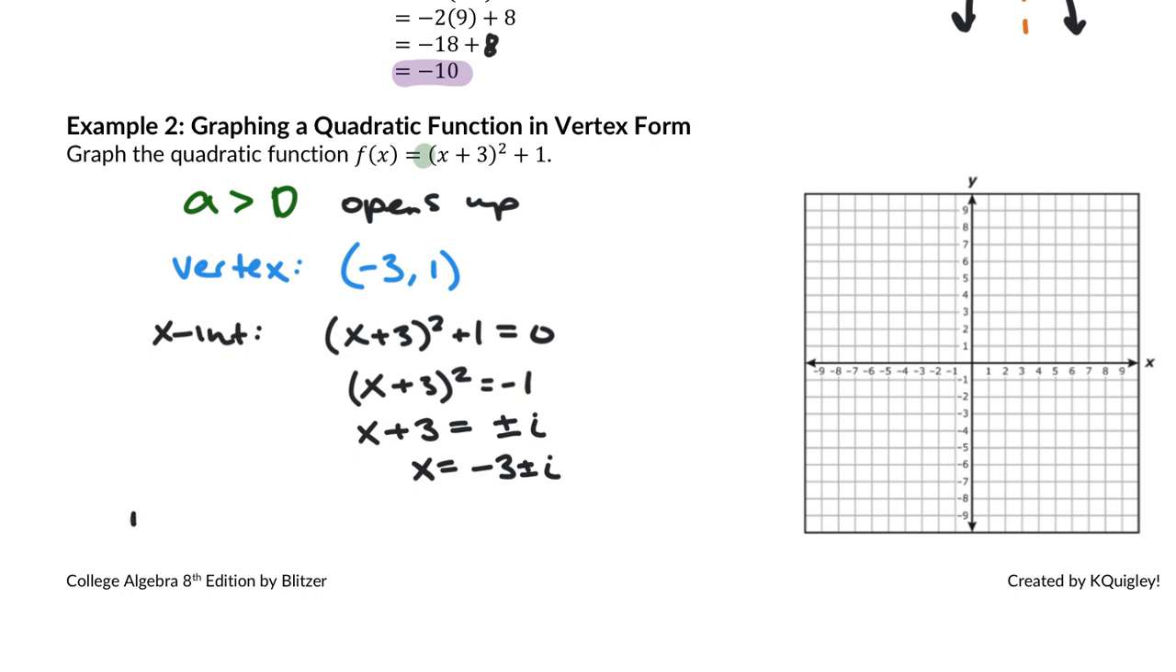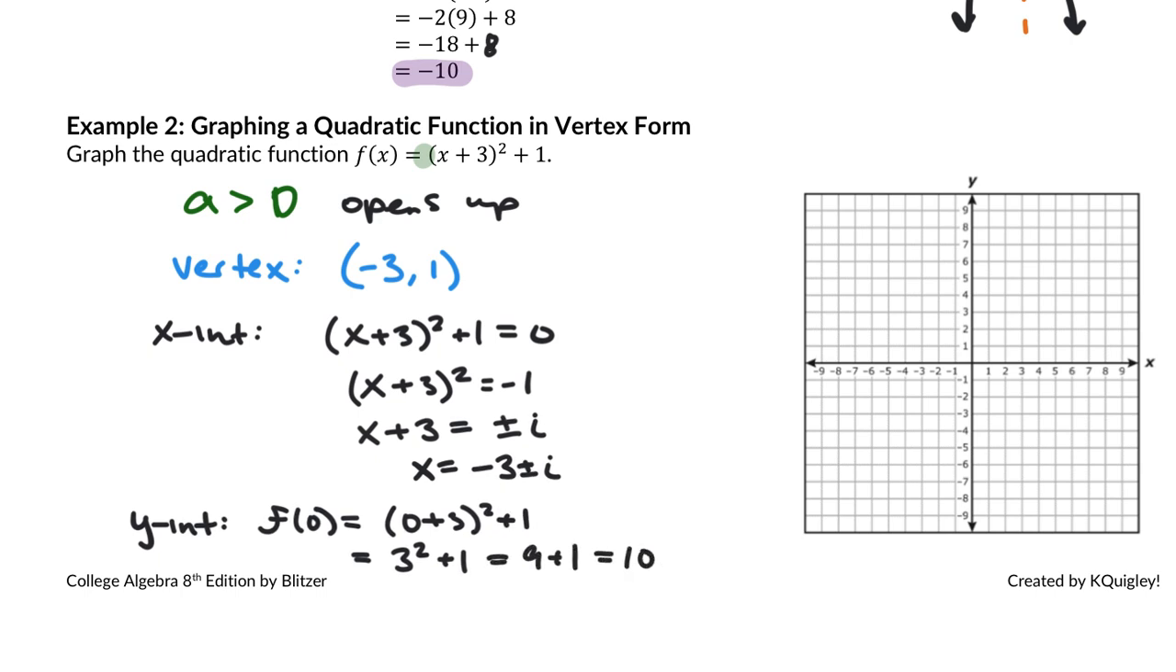So what we'll do to find the y-intercept here, right, we plug in f of 0, which means we're doing 0 plus 3 squared plus 1, which is 3 squared plus 1, which is 9 plus 1, which is 10. So here's the things I have here. I have that we have a vertex at negative 3 comma 1. I have a y-intercept at 10.